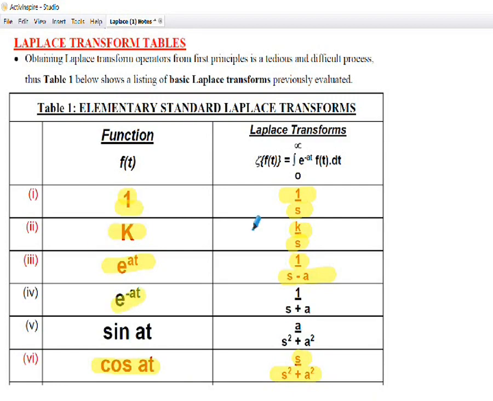I've also added in the table an e to the minus at. I just added this in because sometimes students have trouble with the e to the at expression when the a becomes negative, so I've added the extra one in there if you want to use that one. And also we've got the sine at function there, which was in the exercise on the previous page.